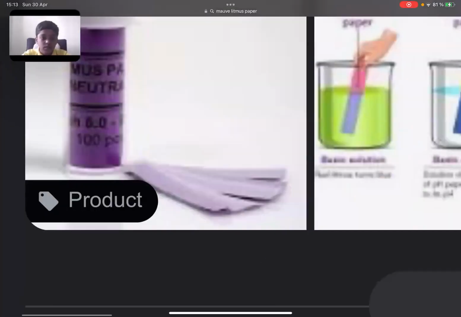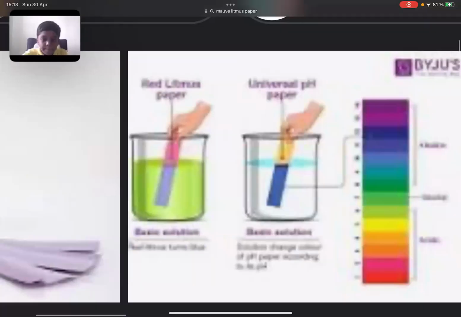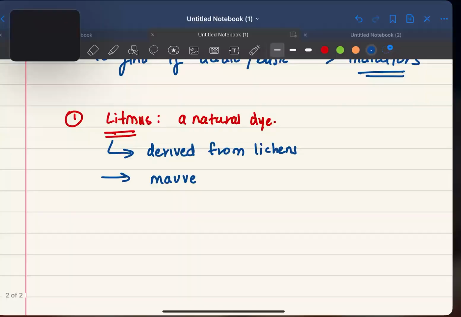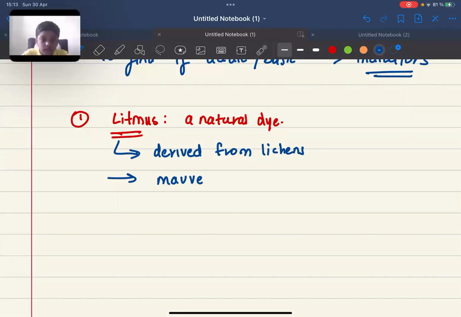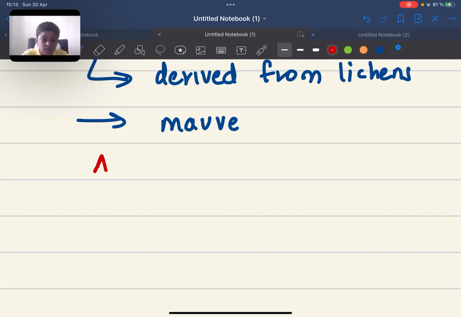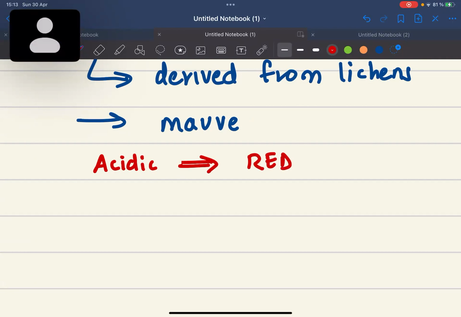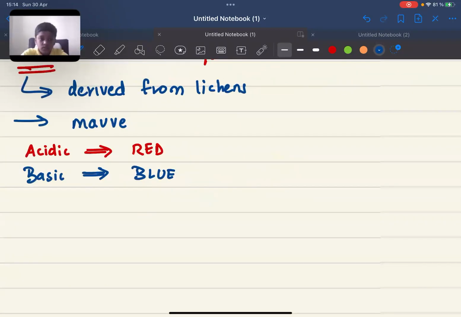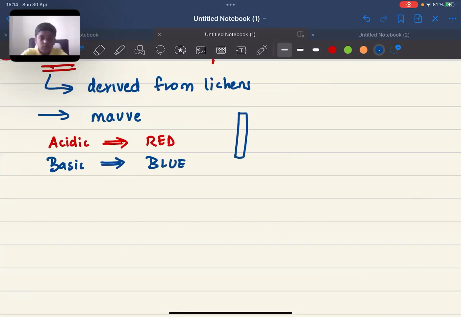You have papers like this, and when you put the papers in an acidic or basic solution, they change into these colors. Can you see the color band? So litmus paper is mauve color, and it is derived from the lichens. When you add it into an acidic solution, it turns red. And when added into a basic solution, it turns blue. It is available as a solution also, and as a strip of paper like this.